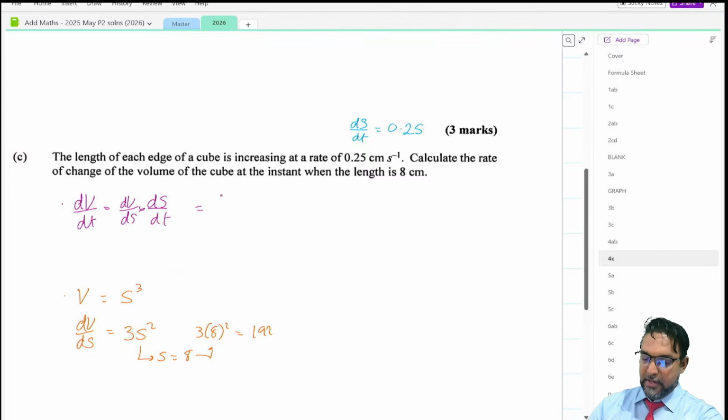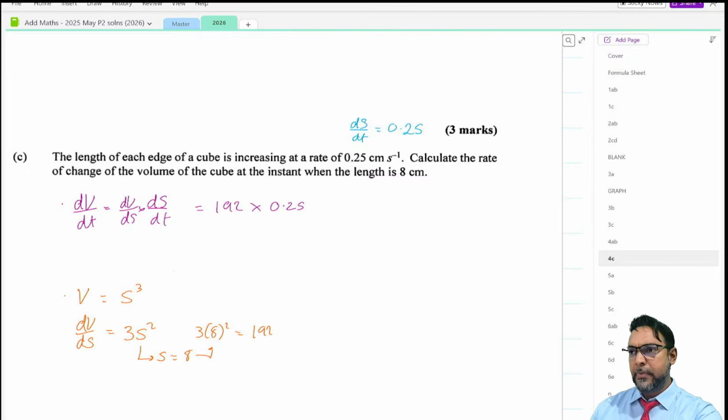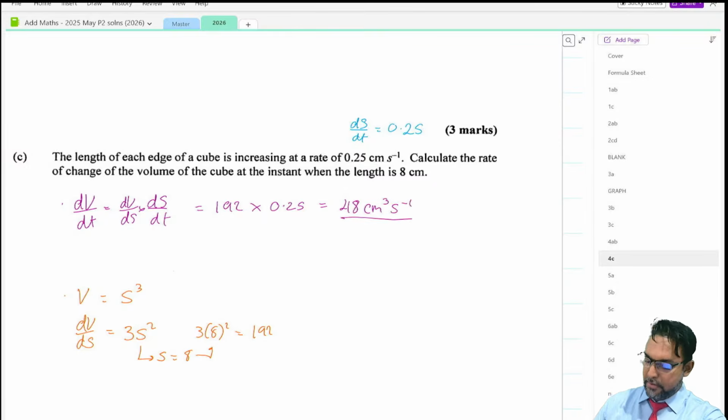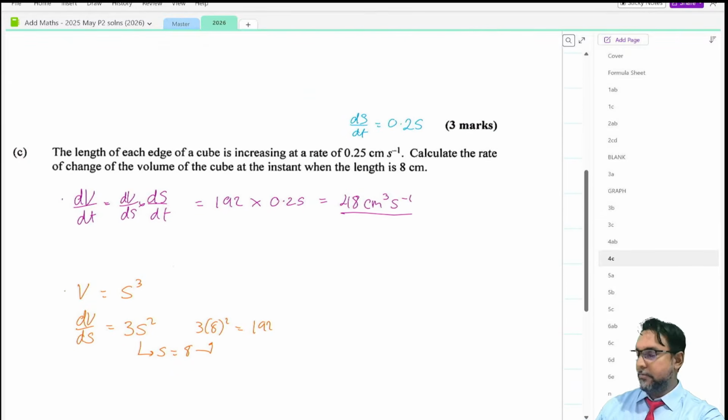So dV/ds is 192. Multiply that by 0.25, which is a quarter. A quarter, that is what, 48? No, that's correct. So 48 cubic centimeters per second. Don't forget to put your units, please, and thanks. And that's a whopping 5 marks for that.